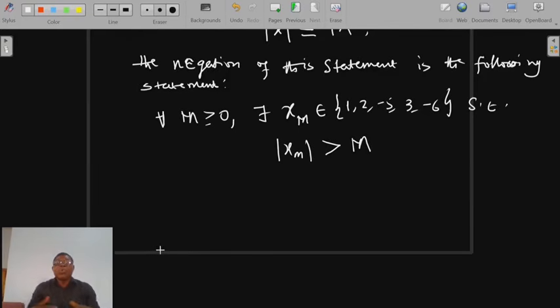As we proceed, we shall be meeting other mathematical statements that require that we talk about their negations. Maybe I'll give one more example. Let us consider the family of sets, say gamma.